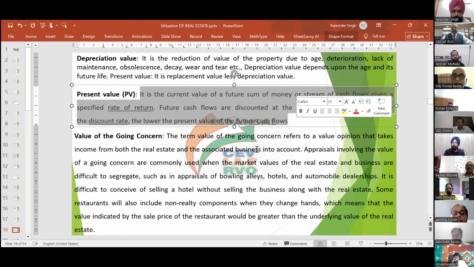That production is going on, the unit is producing some profit, and it is expected that the profit will continue in the coming near future. The value you calculate, that is called value of going concern. How it will be done, we will be doing in the coming lectures.